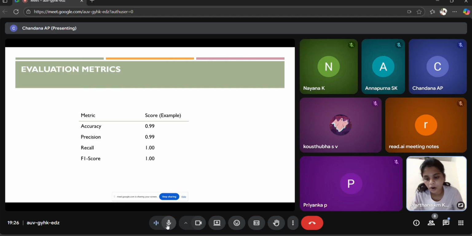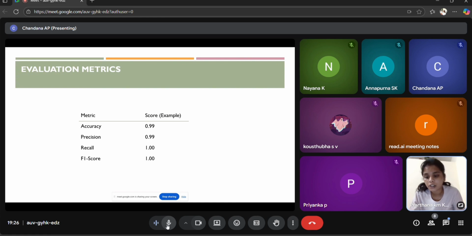Recall shows how well the model finds all the actual positive cases. How many of the real positives did we catch? And here the model successfully identified all the true cases. It did not miss any fake or real news.